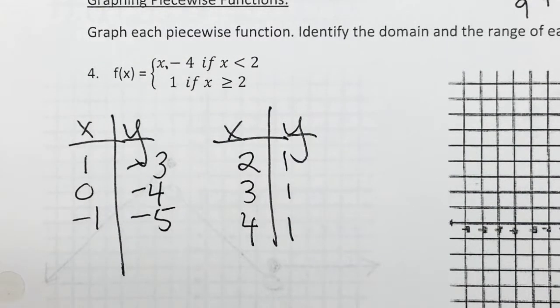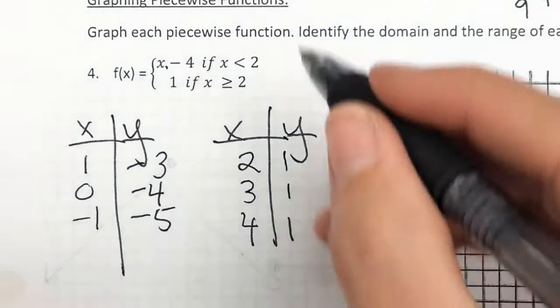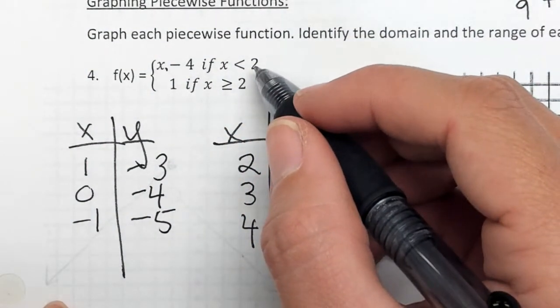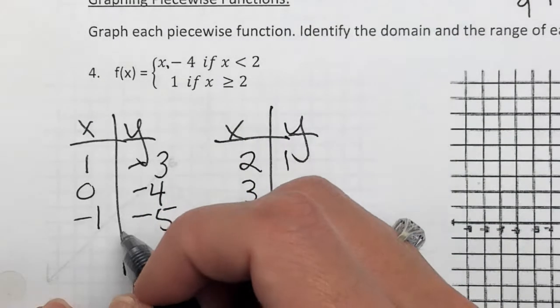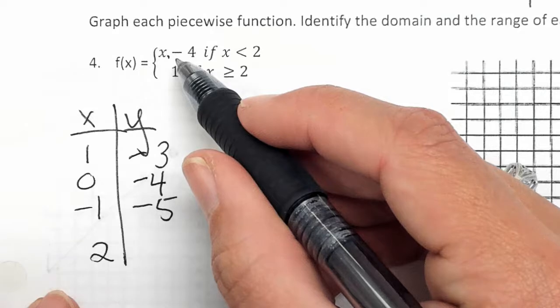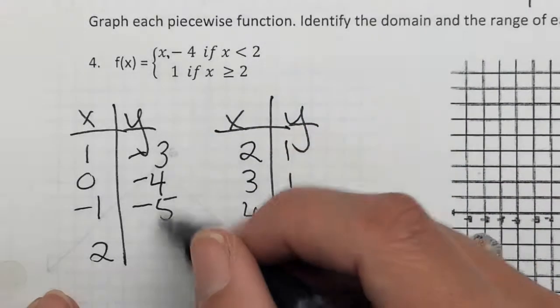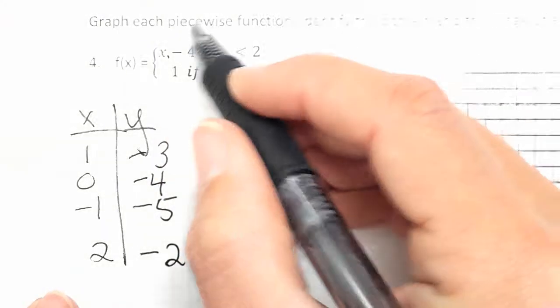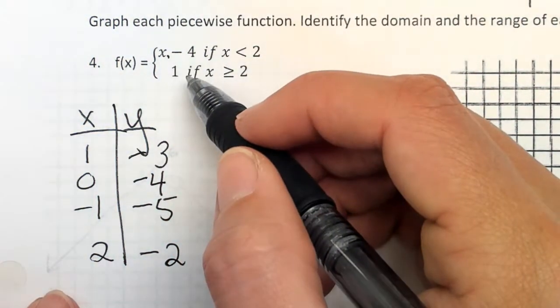Alright, one more thing before we start graphing. On this first piece right here, we'll need to include this 2 in our graph, and I'll explain why. So put 2 down here at the bottom. And if I plug 2 in, I'll get what here? -2. What's 2 minus 4, Antonio? Don't play with me.